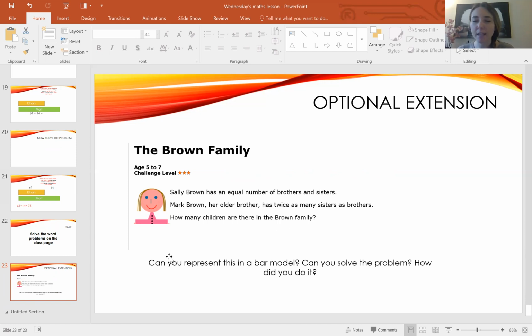I had a go and I had to think of different ways I could represent that problem in a bar model. And then try and solve the problem. So you'll need to think about how you can solve that. You might have to do that through trial and error, trying some different numbers to see if it works. Or you might be able to find some operations that you can use from your bar model to help you figure it out. And then I'd like you to explain how you did it as well, so that I can see how you got to your answer.